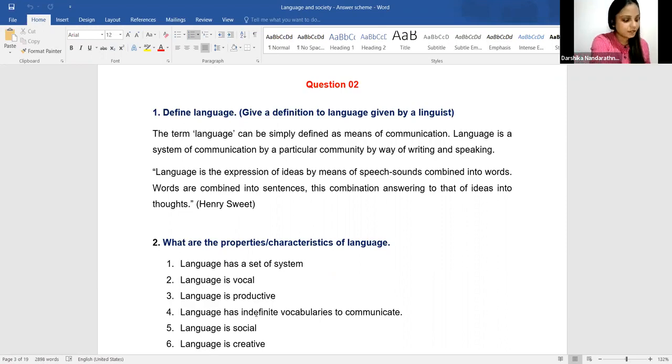Hope there are no questions. Then let's start to discuss question number 2. Okay. Here also, for the first question, you need to provide a definition. Define language. Give a definition of language given by a linguist.